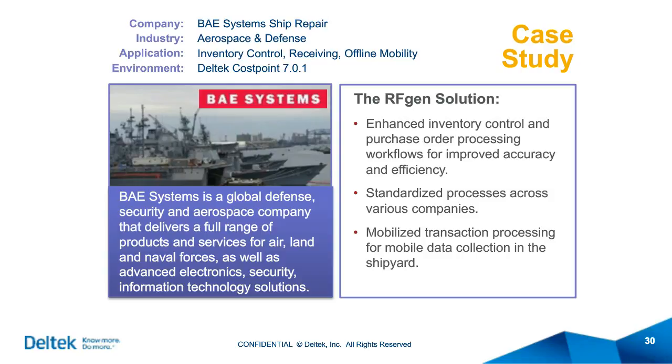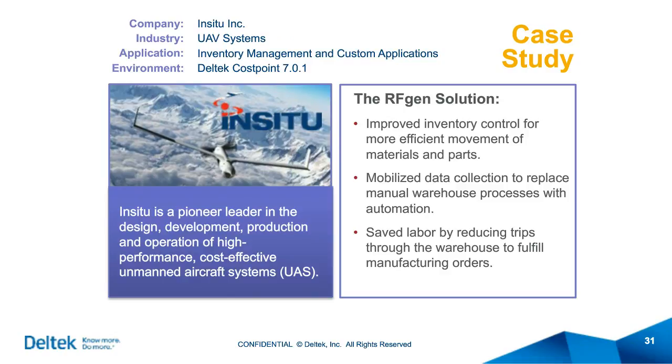And then another one, Institute, which is again running Costpoint 701. They're the unmanned aircraft operations, and they, again, were looking to improve inventories and get more accurate information around the inventories.